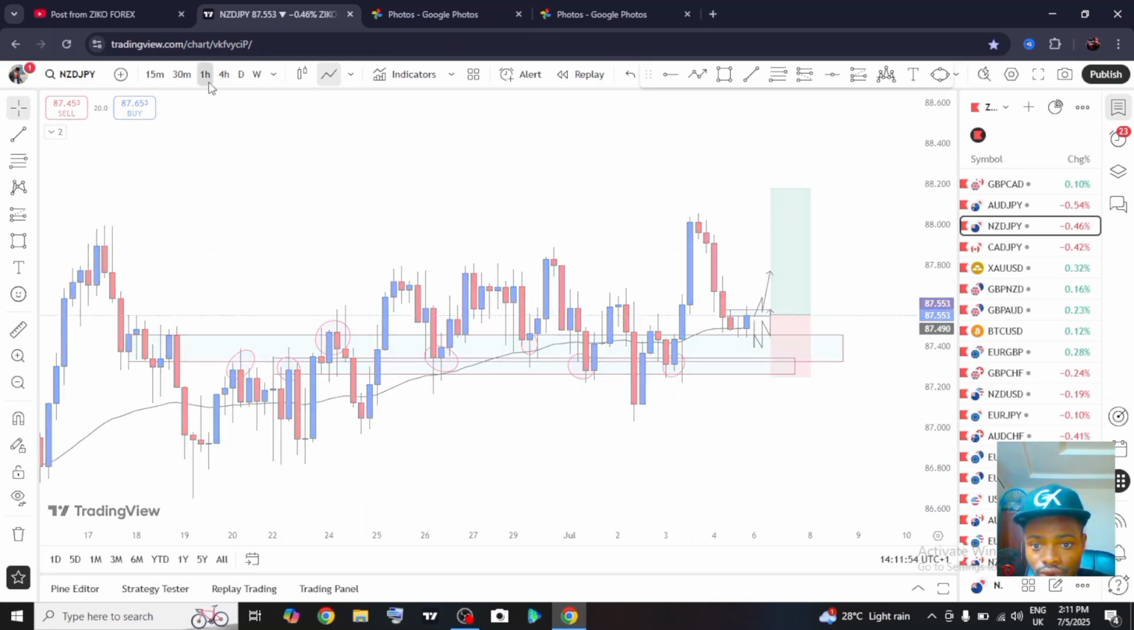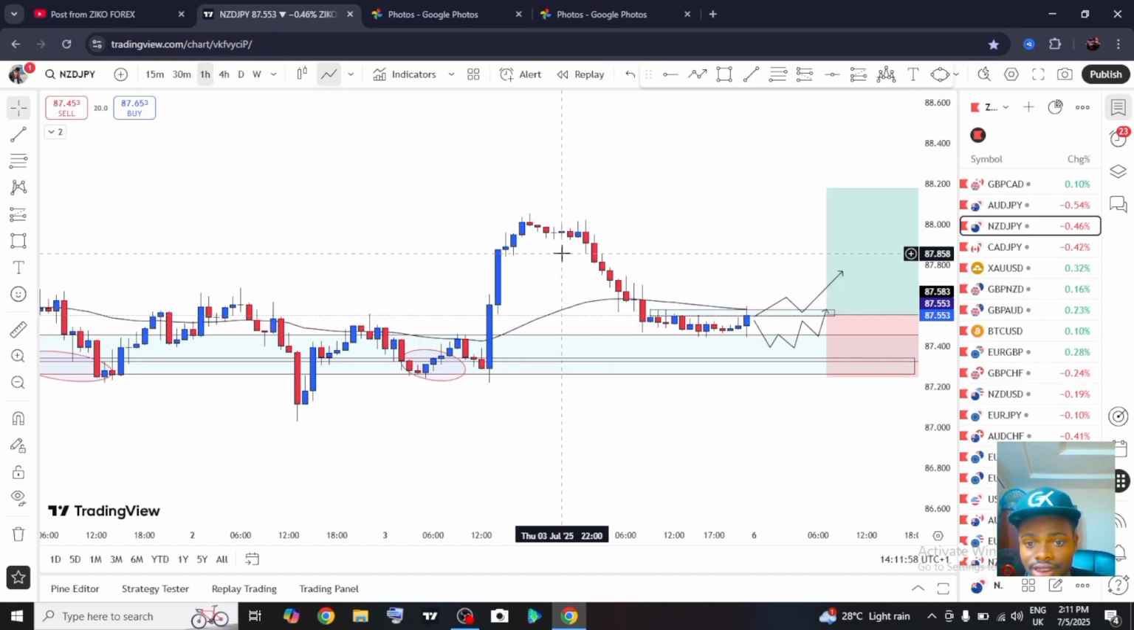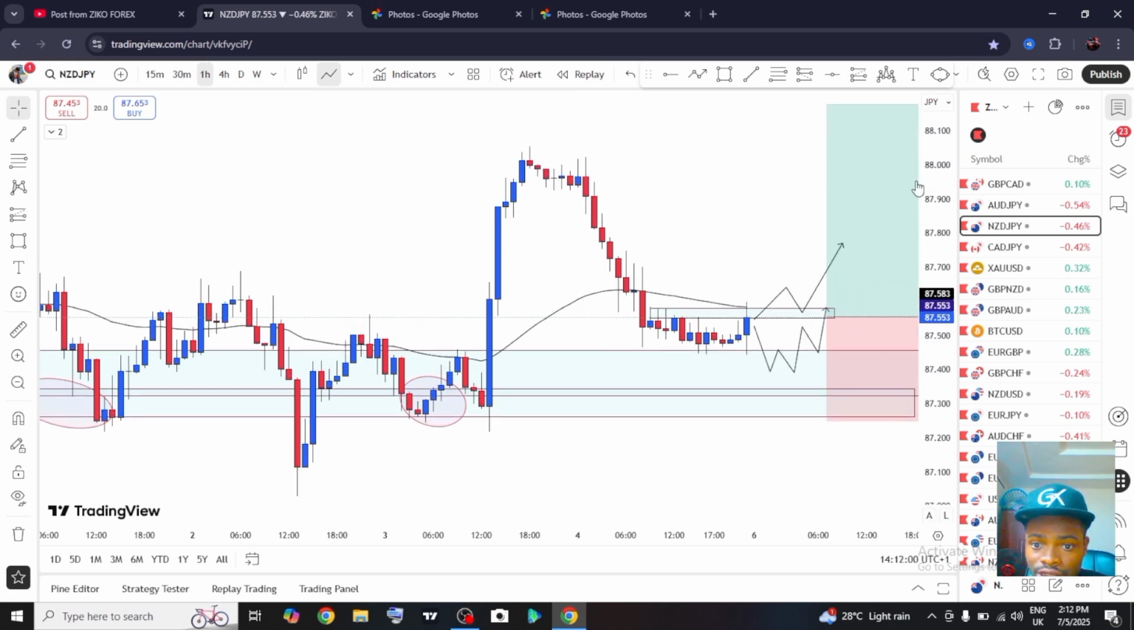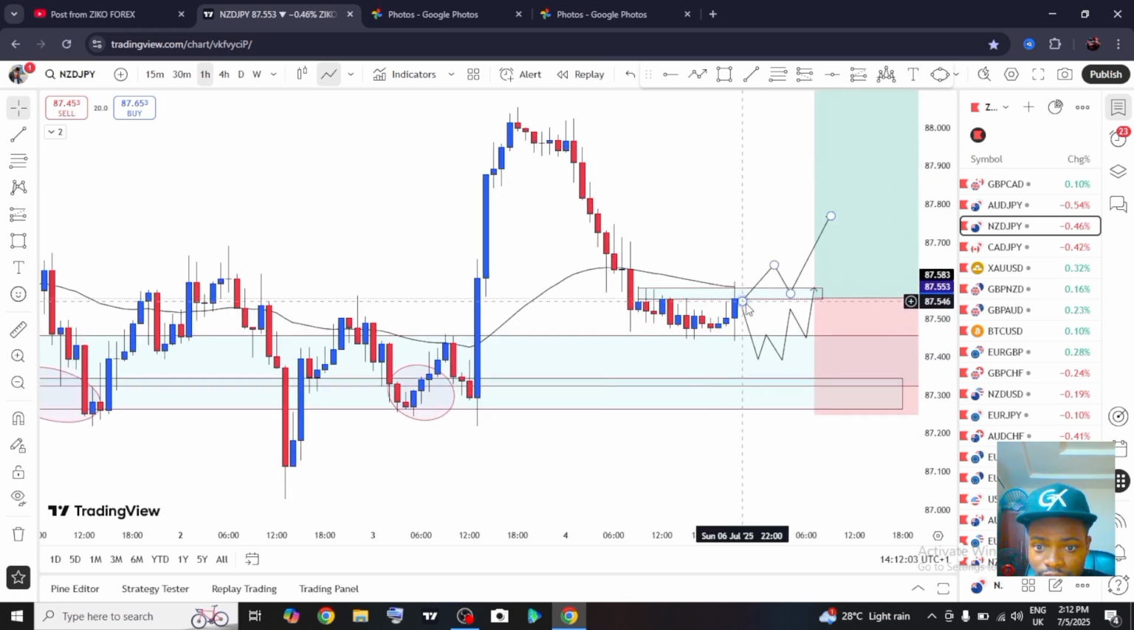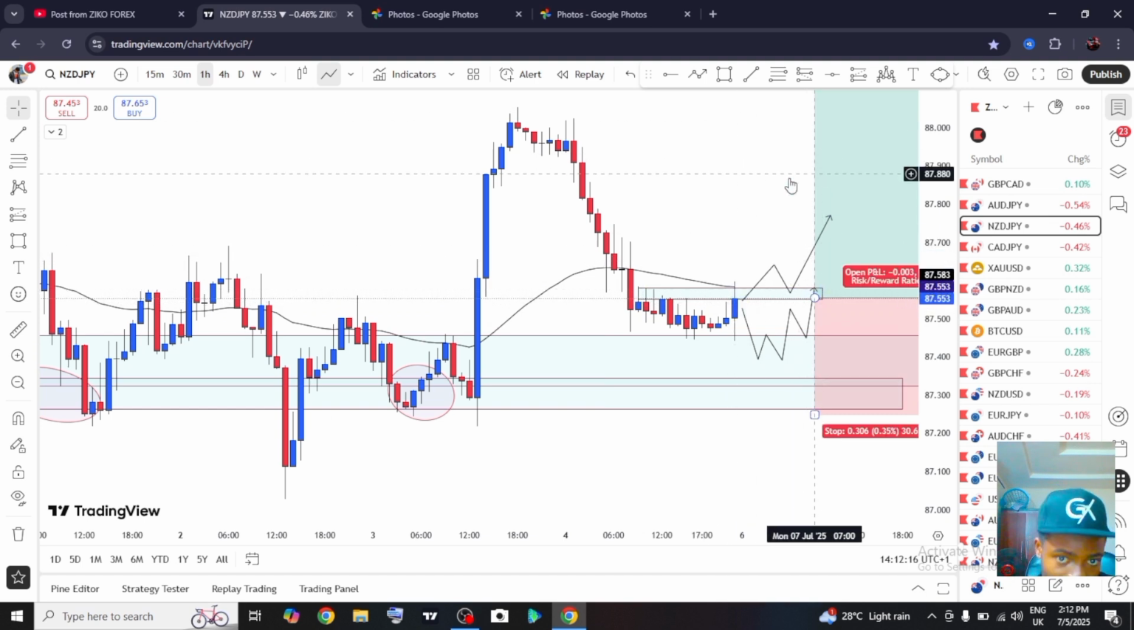So I'll simply be waiting, on NZD JPY, depending on how market opens. So if market opens bearish, right? If market opens bearish with a bearish candle, then I'll be looking for a shift of structure and an engulfing around here to take the trade to the upside. But if we open with a strong bullish engulfing, I'll be waiting for a retest to continue buying with the market.